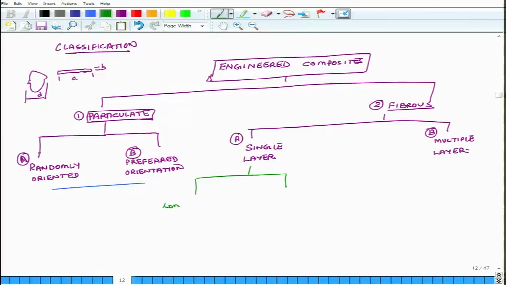One is longitudinal orientation. What does that mean? That the fiber is aligned along the length of the composite, and the other one is bidirectional. Actually, maybe a better word would be unidirectional, and here it is bidirectional. So this is A and this is B. So a unidirectional composite which is fibrous and single layer, that is 2AA and this bidirectional is 2AB.